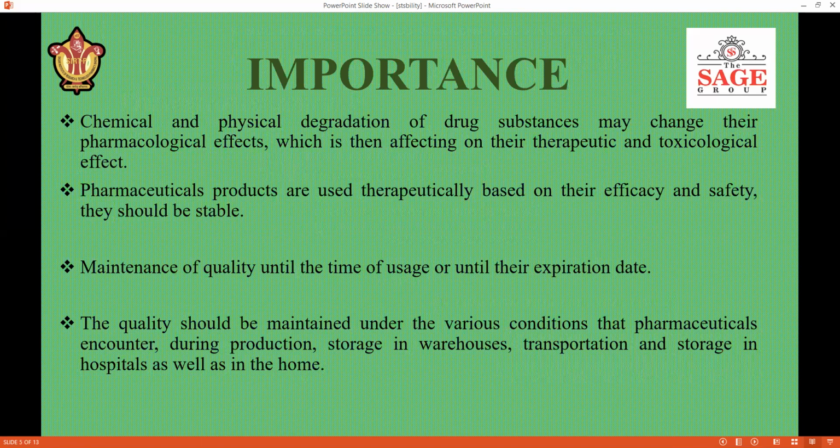Next, pharmaceutical products are used therapeutically, so based on efficacy and safety they should be suitable. Maintaining quality until the time of use or until their expiry date is also part of stability. The quality should be maintained under the various conditions that the pharmaceutical encounters during production, storage in warehouse, transportation, storage in hospital, as well as in the home.